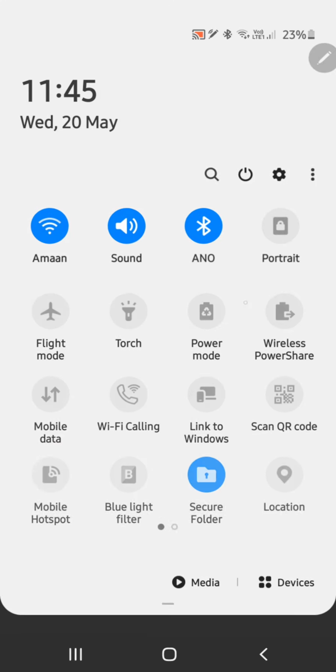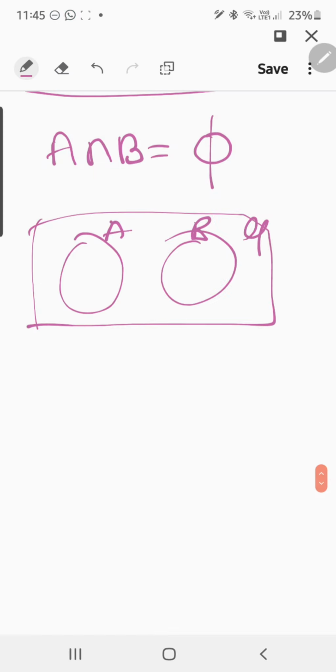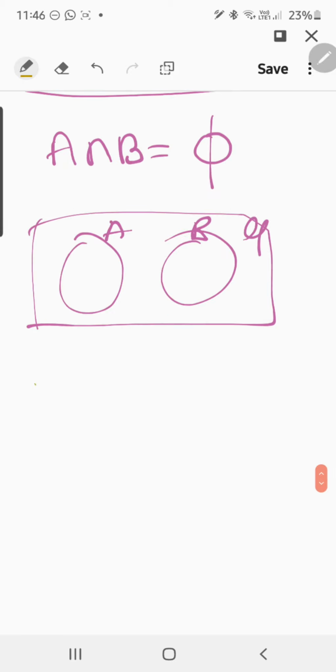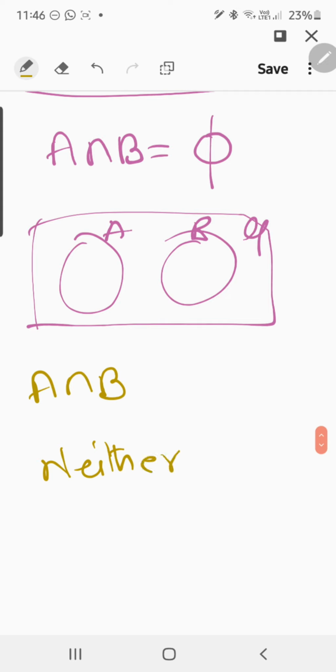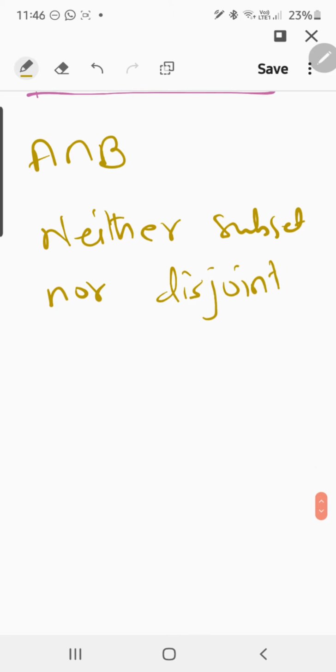When we find A intersection B, it is neither a subset nor disjoint. Now how to proceed with this? Now I am telling you how to proceed.